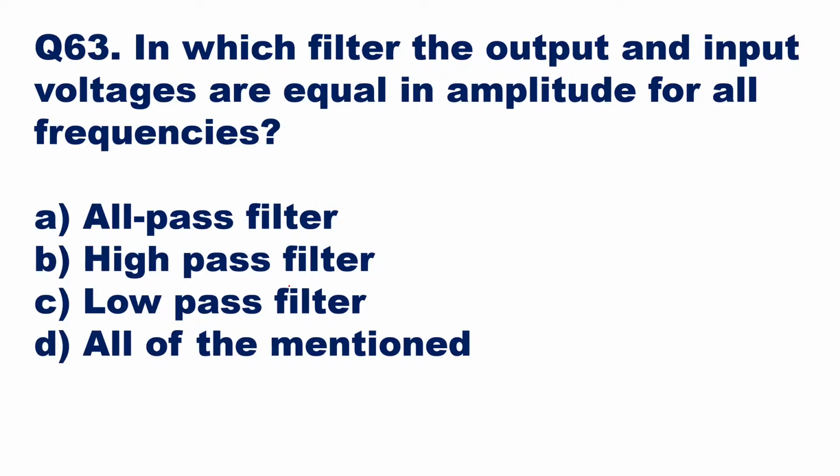Then we'll go to question number 63. In which filter the output and input voltages are equal in amplitude for all frequencies? So the filter which passes all frequencies is called an all pass filter. So the output and input voltages are equal in amplitude for this type of filter, which is called an all pass filter, because it is going to pass all the frequencies.